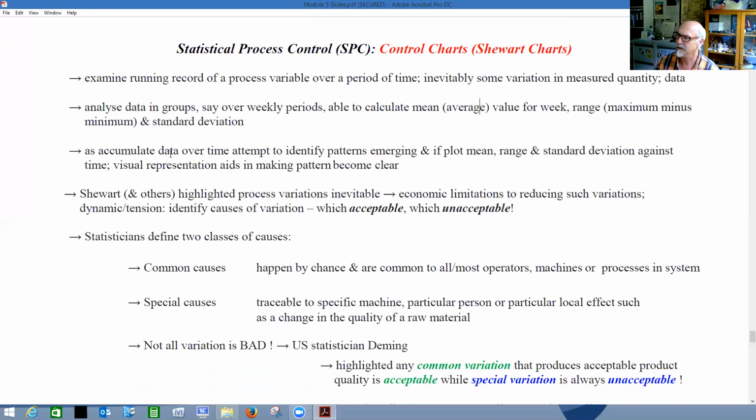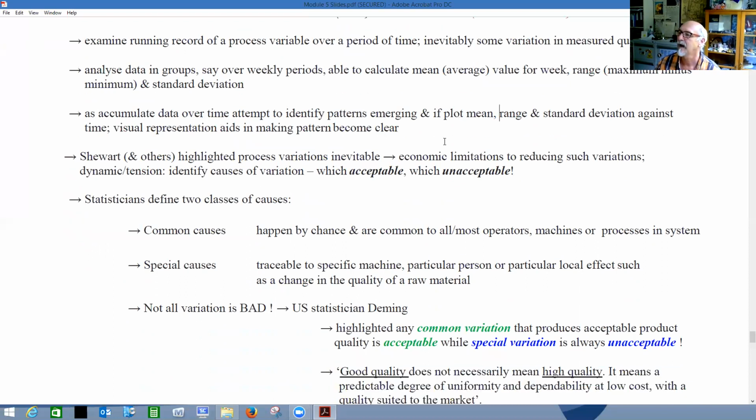Now, as you accumulate data over time, you can identify patterns emerging and plot the mean, range, standard deviation, that type of stuff. So again, you're starting to analyze these statistically. Shewhart and others highlight a process, basically economic limitations reducing to such variations. So you've got this tension all the time between identifying causes of the variation, so which are acceptable and which are not acceptable.